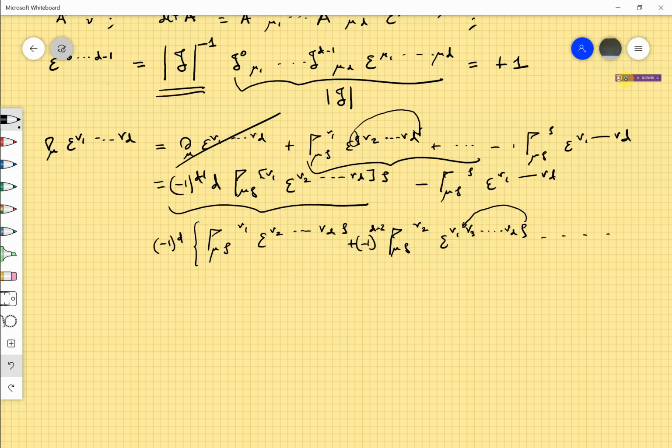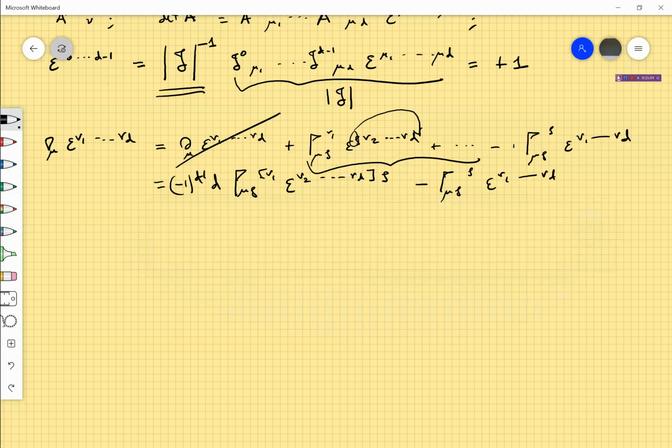So let me just clean this up. Okay, the last thing that you need to know is that this is minus 1. You can write this in this final way. D plus 1 omega mu rho, and then mu 1 epsilon mu 2 mu d and rho. Okay, so you include the rho in this, and this takes care of the last term.